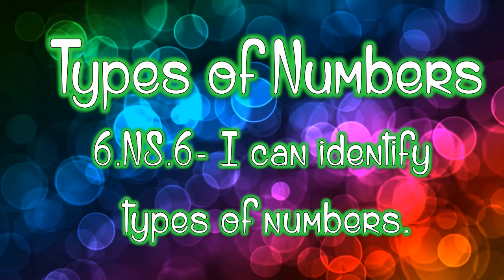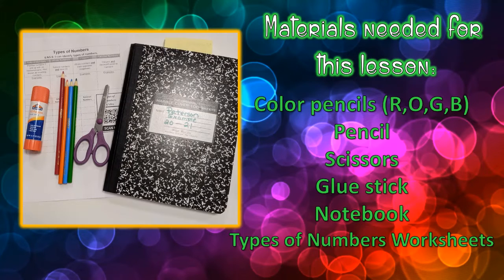In this lesson, we will be discussing the different types of numbers, which covers 6th grade standard NS6 and our I CAN statement of I can identify types of numbers. The materials you will need for this lesson are a red, orange, green, and blue colored pencil, your regular pencil, a pair of scissors, a glue stick, your interactive notebook, and the types of numbers worksheets.